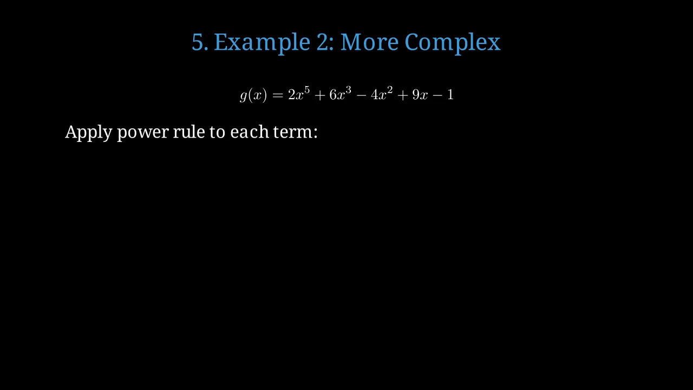Let's try a more challenging polynomial. Find the derivative of 2x to the fifth plus 6x cubed minus 4x squared plus 9x minus 1. We apply the power rule to each term systematically. The derivative of 2x to the fifth is 10x to the fourth. The derivative of 6x cubed is 18x squared.